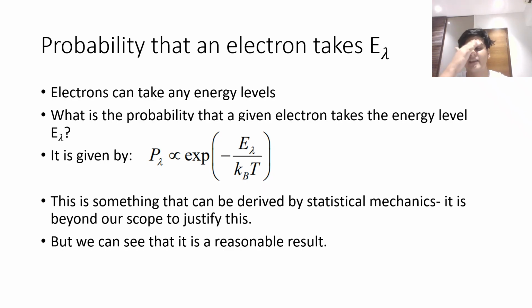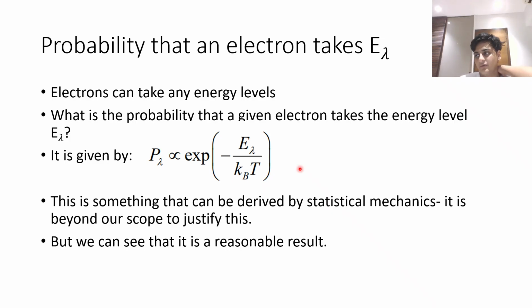So electrons can take any energy levels. What is the probability that a given electron takes the energy level E lambda? And this probability is given by this factor which is shown here. We are not talking about the scaling factor, but we are just saying that it's proportional to e to the power minus E lambda by kT. This is the claim we are making, and it's something that can be derived by statistical mechanics, and it is beyond our scope in this course to derive.